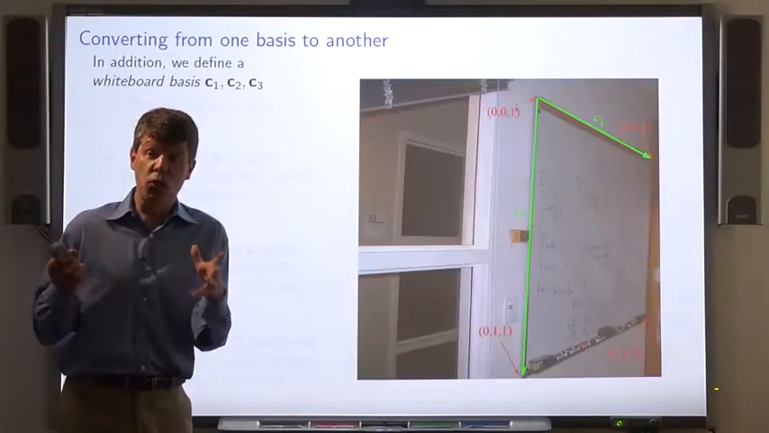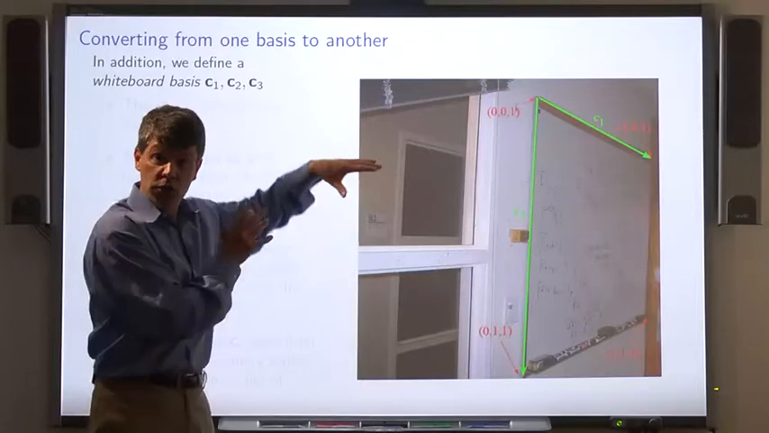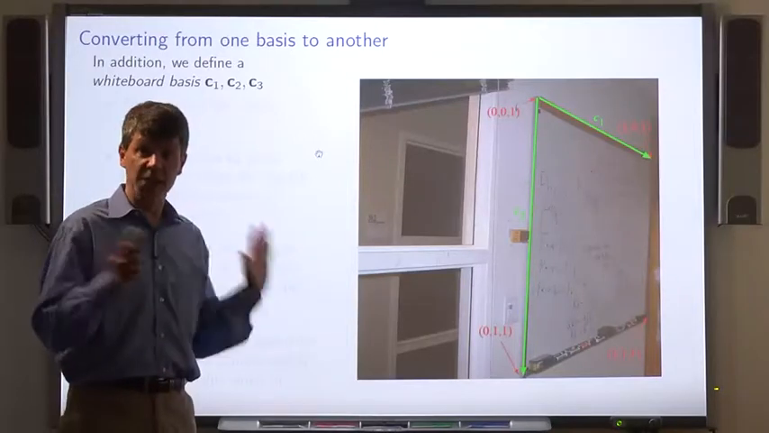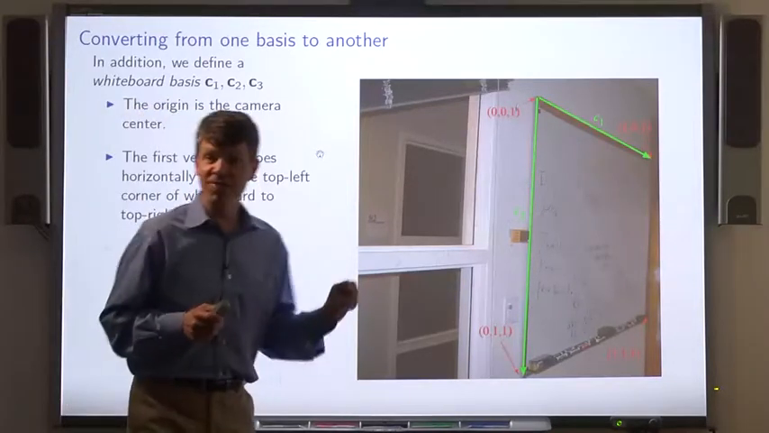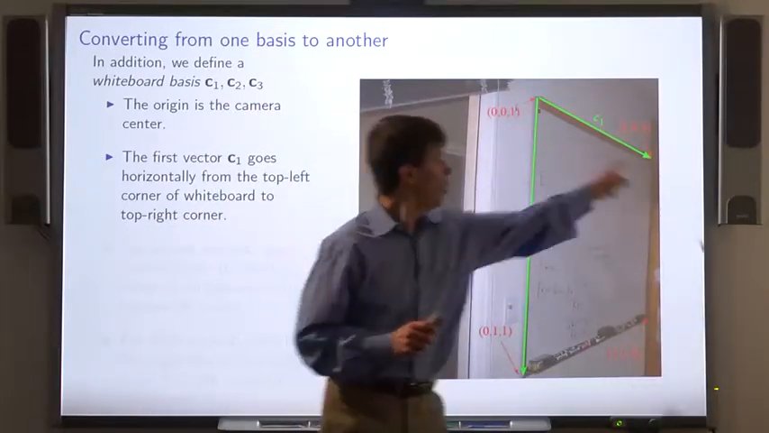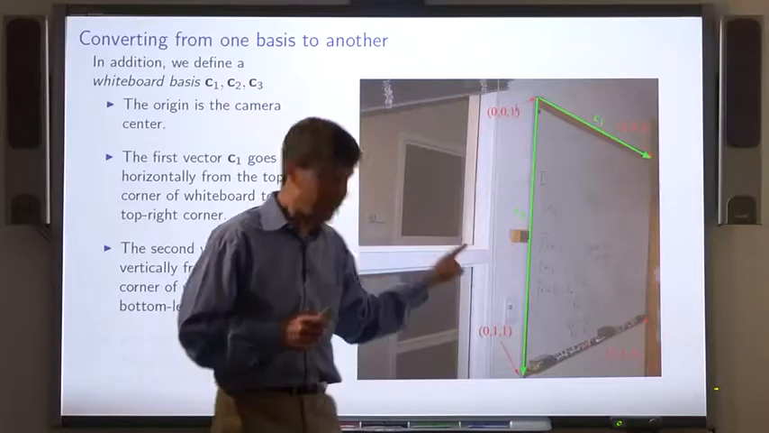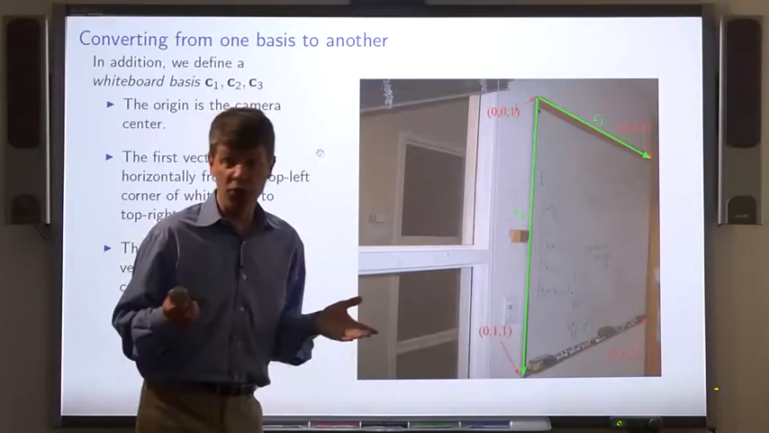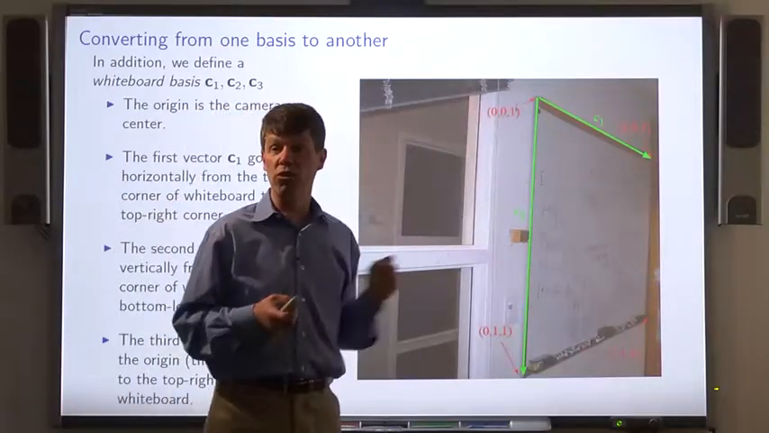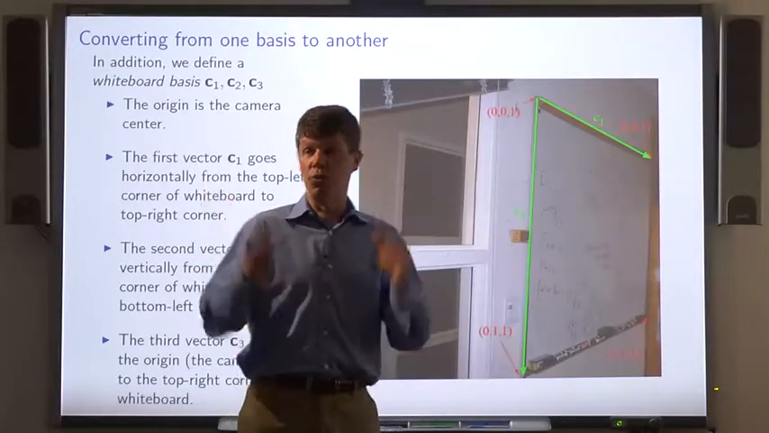We're going to make use of another coordinate system, one that's particularly well suited to the whiteboard. In this coordinate system, the origin is, as before, the camera center. The first vector in this whiteboard basis goes horizontally from the top left corner to the top right corner. The second vector goes from the top left corner vertically down to the bottom left corner. And the third vector in the basis goes from the origin, the camera center, to the top left corner of the whiteboard. So you have to imagine these vectors in the three-dimensional world.